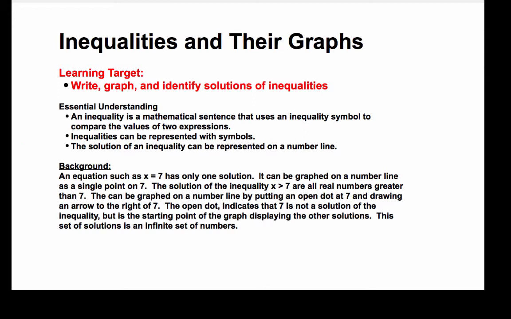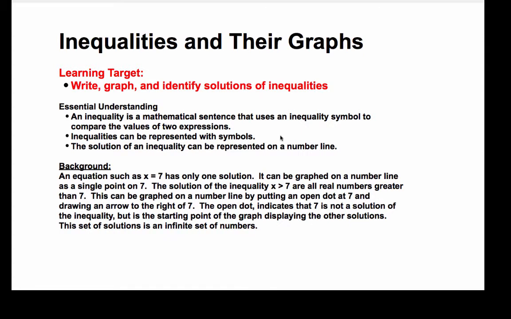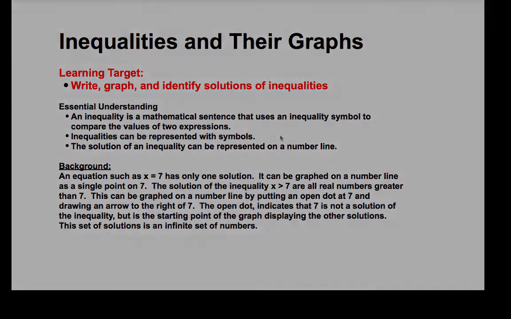An equation such as x equals 7 has only one solution. It can be graphed on a number line as a single point on 7. Remember, a graph is just a visual representation of an equation or problem situation. The solution of the inequality x is greater than 7 are all real numbers greater than 7. This can be graphed on a number line by putting an open dot at 7 and drawing an arrow to the right of 7. The open dot indicates that 7 is not a solution of the inequality, but is the starting point of the graph displaying the other solutions. This set of solutions is an infinite set of numbers.